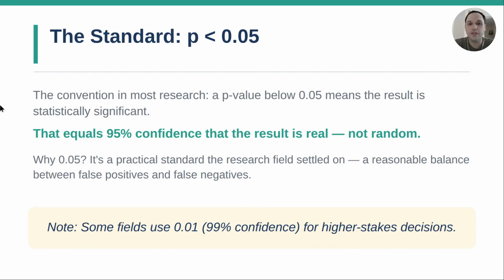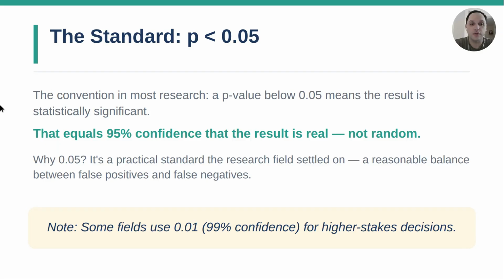The standard convention in most research is to require a p-value below 0.05 before declaring a result statistically significant. That's equivalent to saying you have 95% confidence the result is real and not random. Why 0.05? It's mostly historical convention.